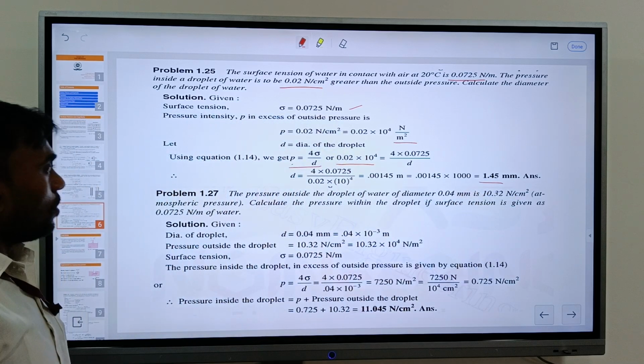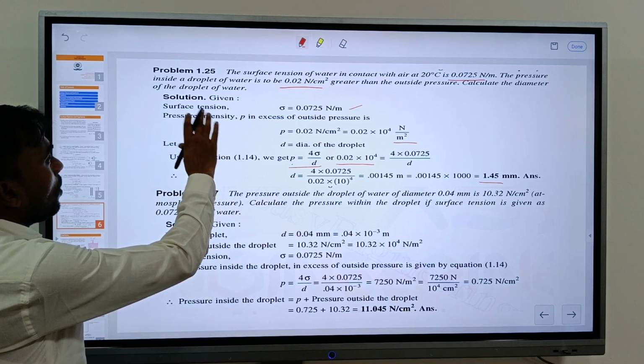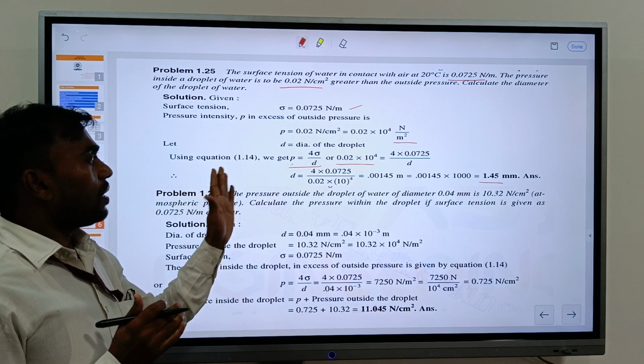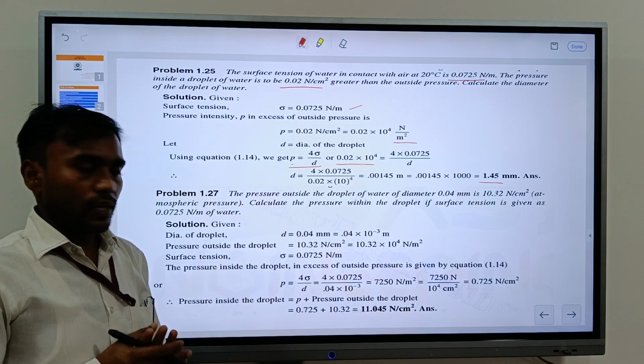Okay. So this problem is basically based on the formula. If you remember the formula, then you can easily calculate the required answer.